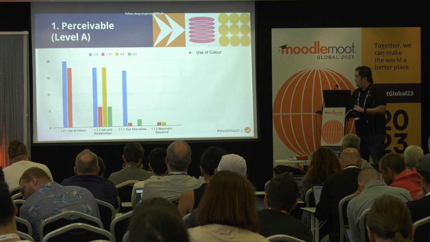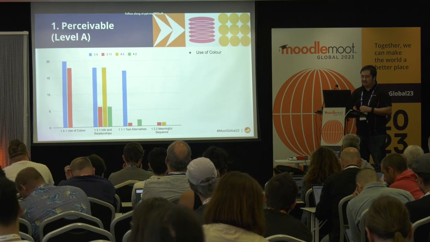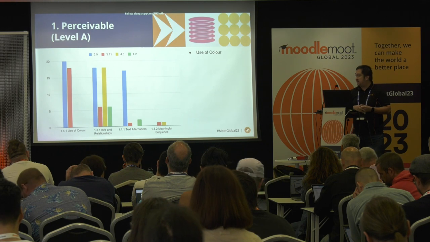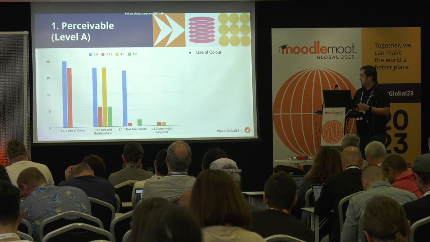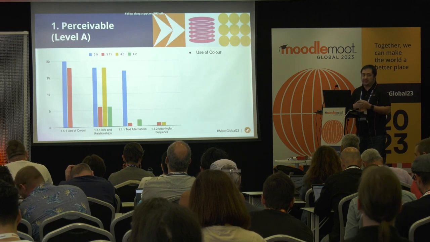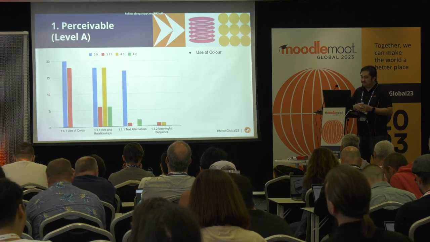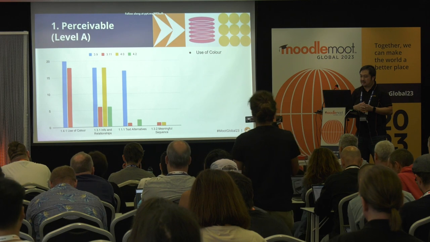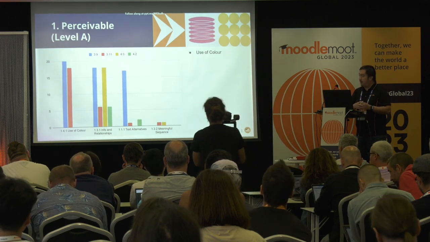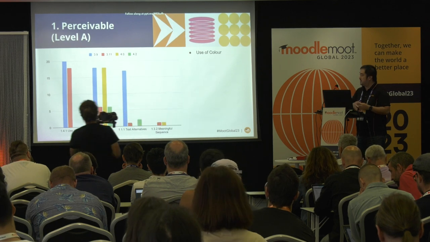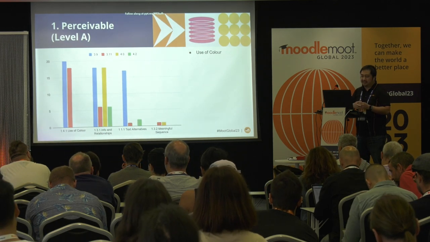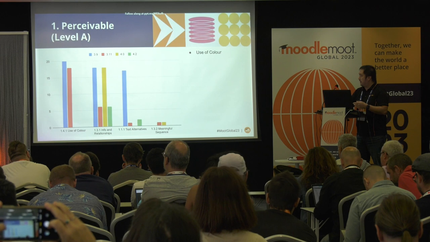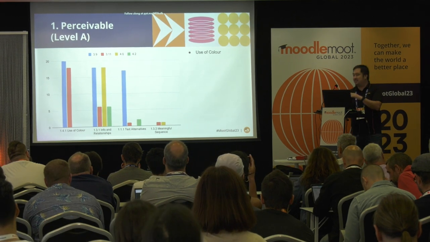So in terms of perceivable, these are basically the issues that we encountered under the principle of perceivability, level A. The x-axis represents the WCAG 2.1 success criteria, and the y-axis represents the number of pages affected that did not quite meet those criteria. The bars are the Moodle versions that were affected: the blue ones are 3.9, red is 3.11, yellow is 4.0, and green is 4.2. I might be skipping some points.